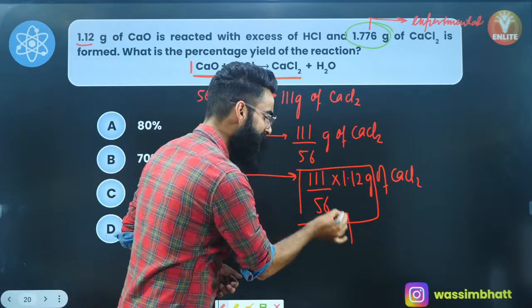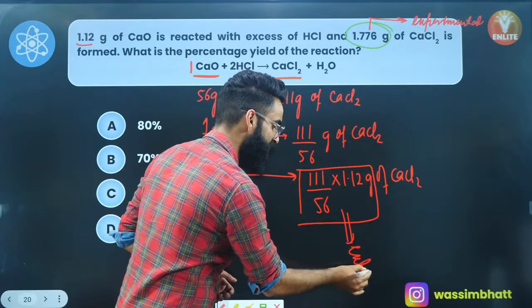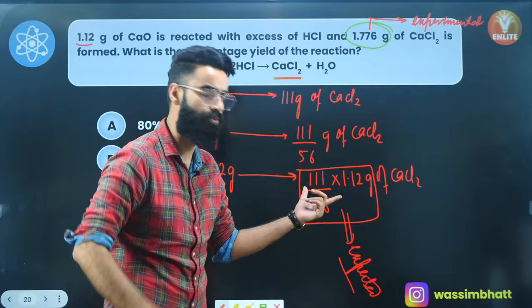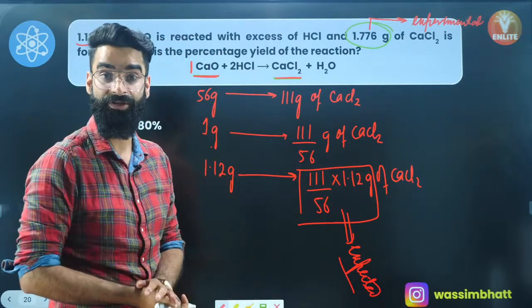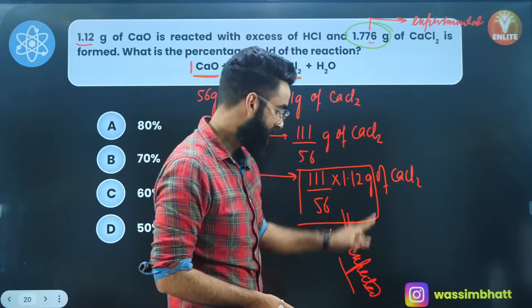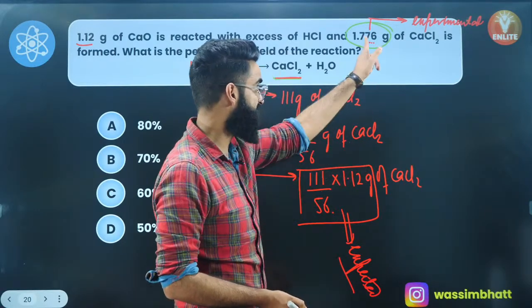So this is basically the expected amount. This is something which I was expecting as per the stoichiometry, that this much amount of CaCl2 should have got formed at the end of the reaction. But actually how much is getting formed? This much is getting formed. This is my expected amount. This is my experimental amount.